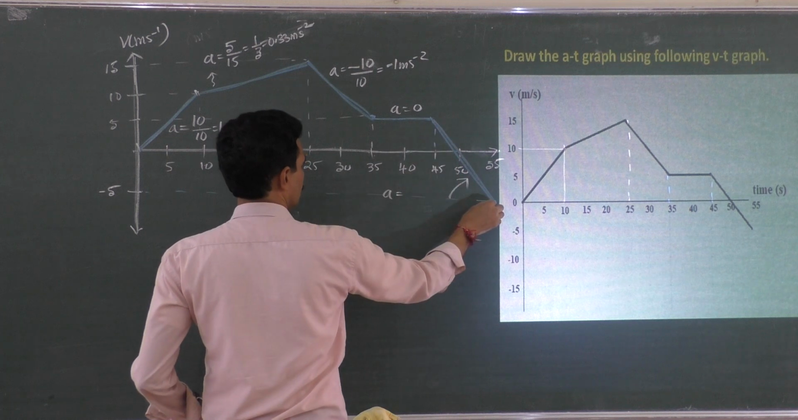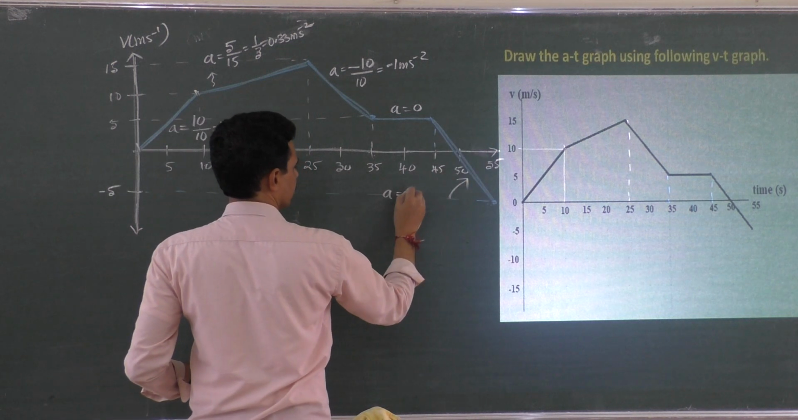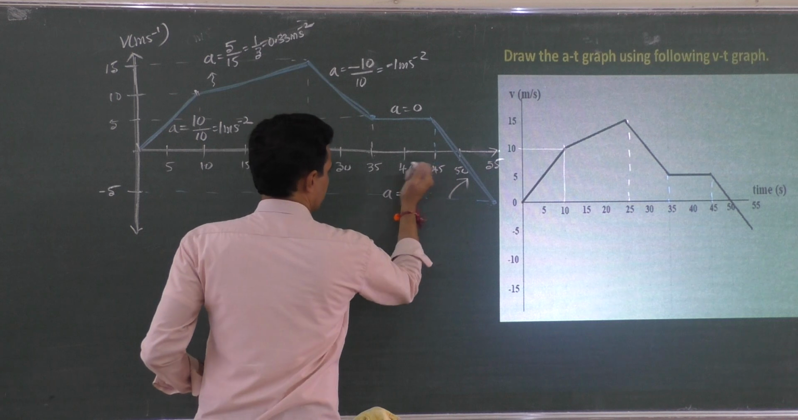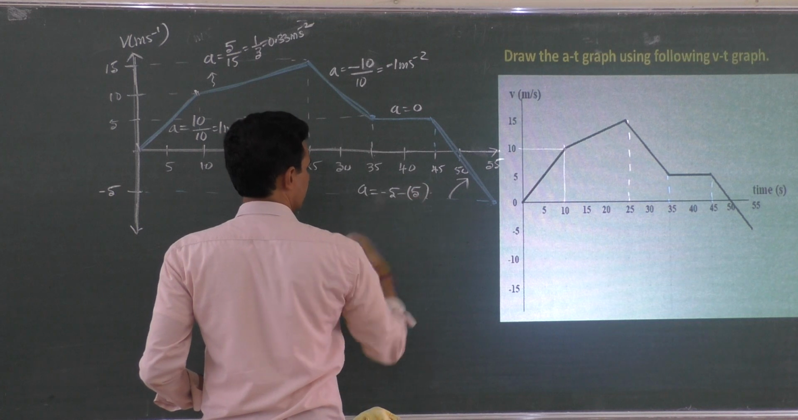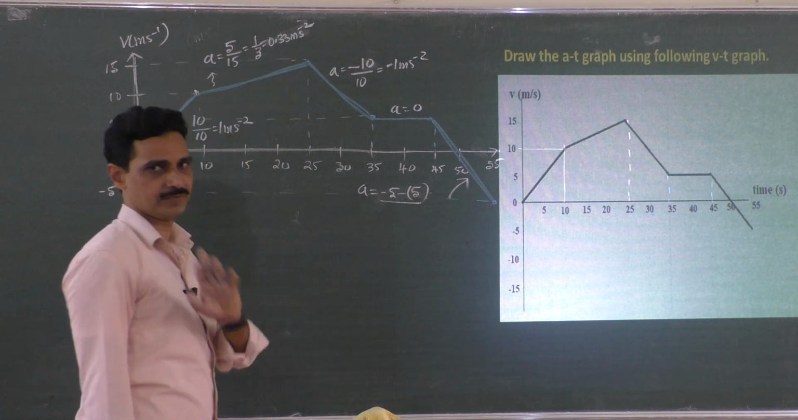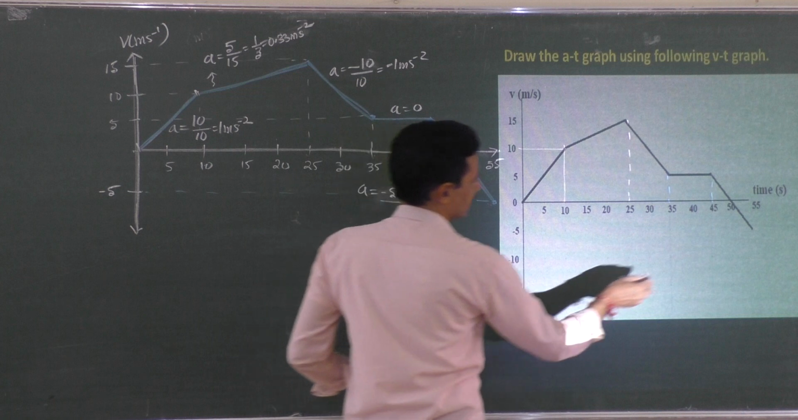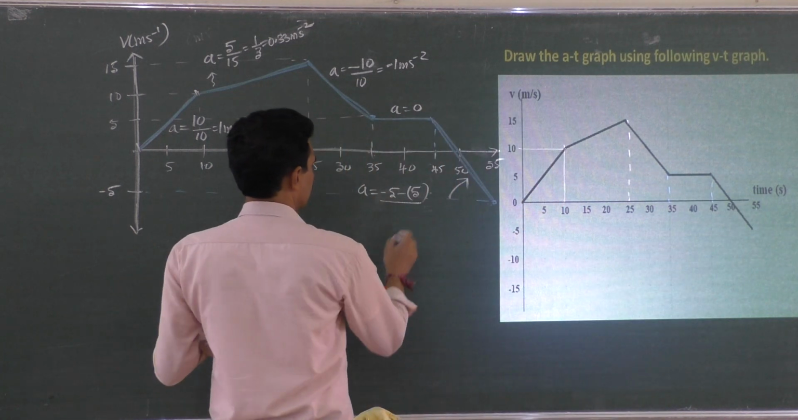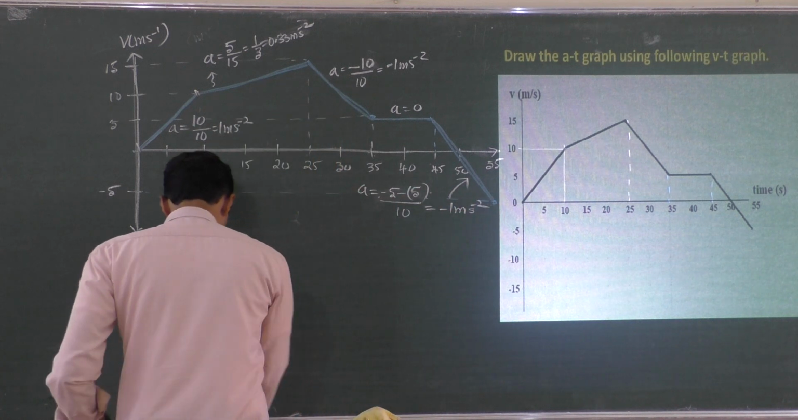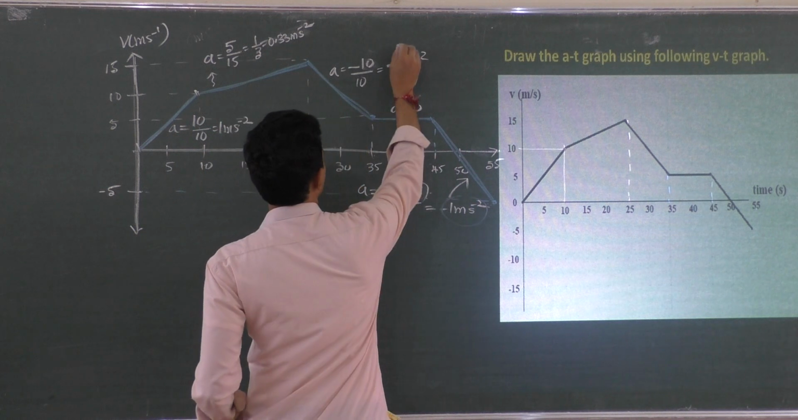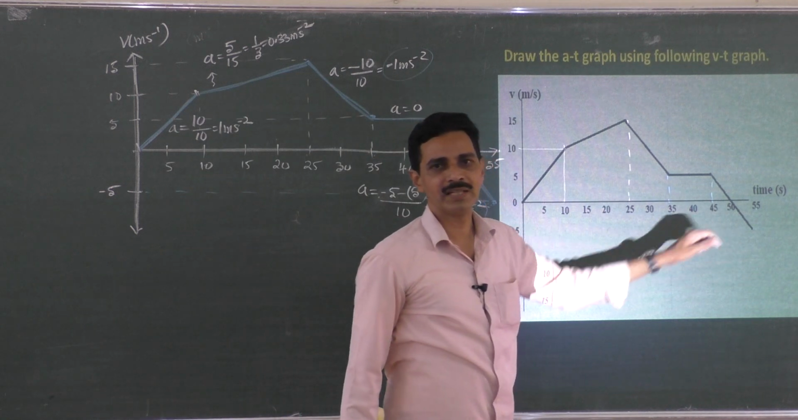Acceleration is equal to the total change, -5 minus of +5, final minus initial, -5 minus of +5, in a time interval of 10 seconds because it drops. Here 45 to 55 seconds, in a time of 10 seconds, this is -10, so -1 meter per second square. So the highest acceleration we get is -1 and +1. Here also we got -1. You see the two lines, don't the slopes look the same?